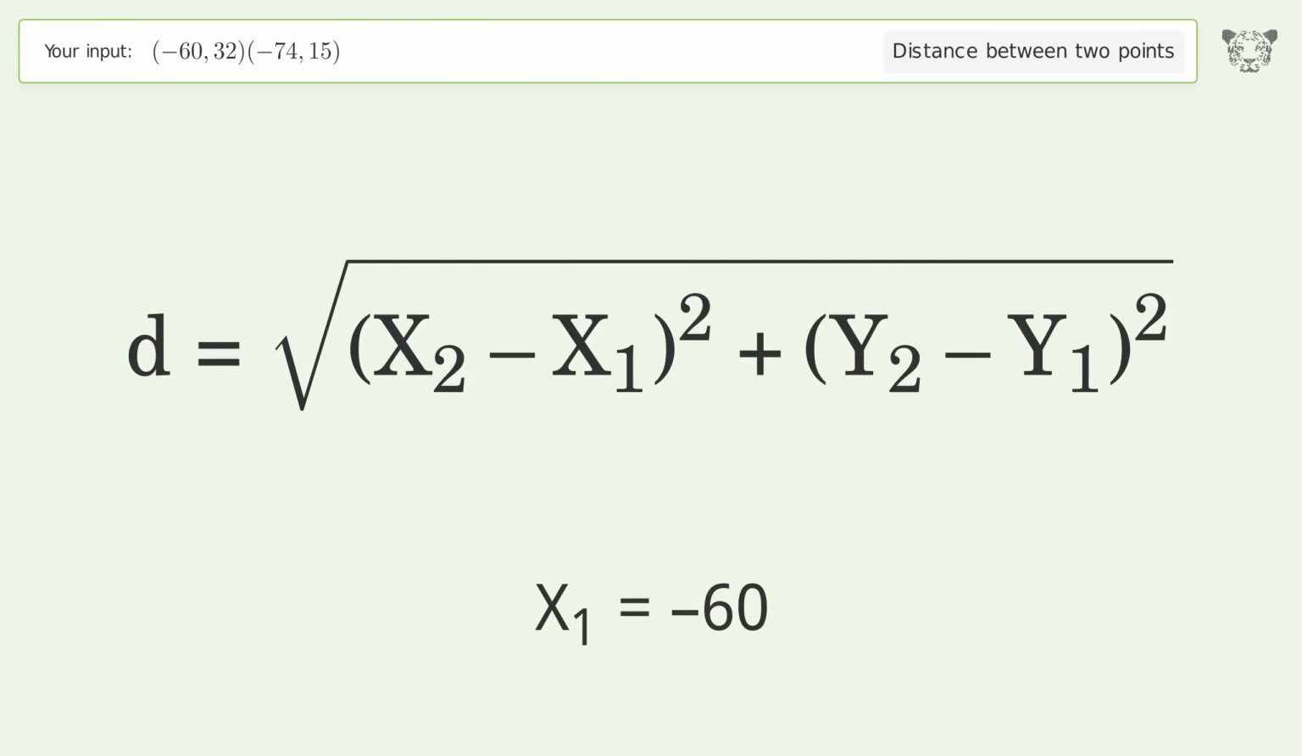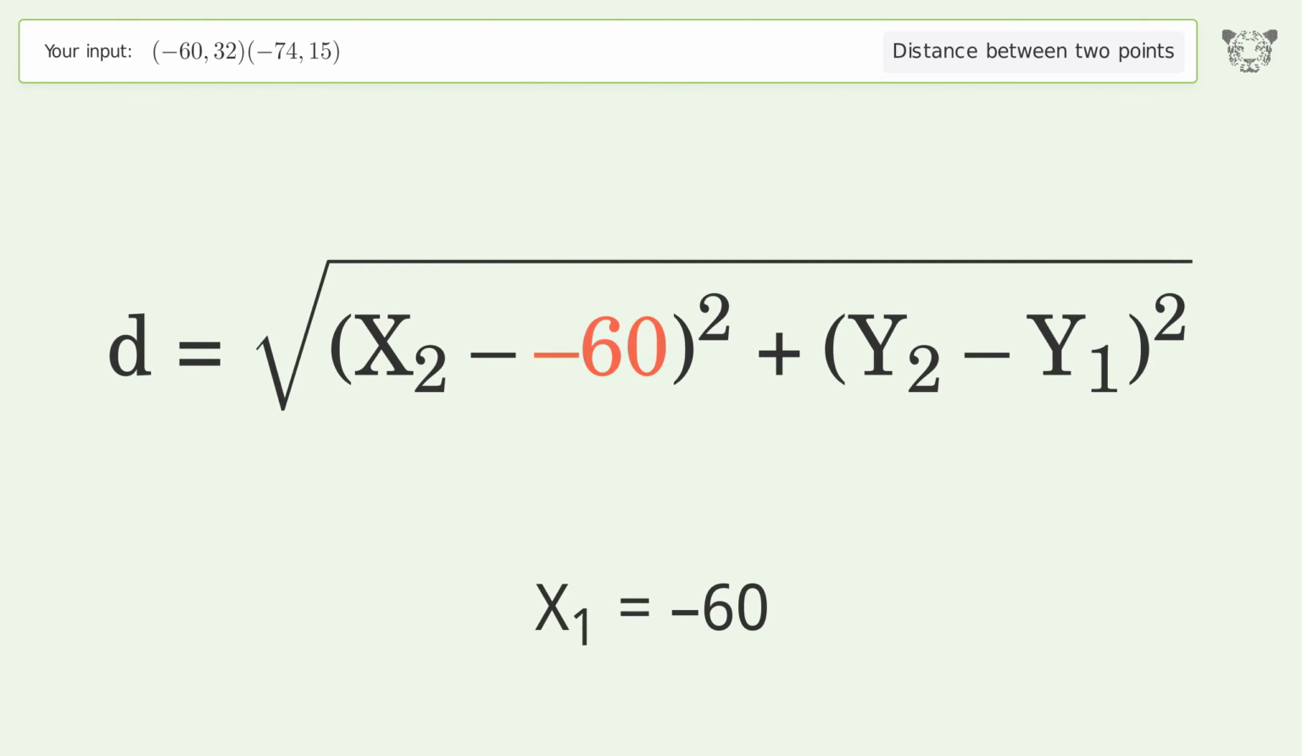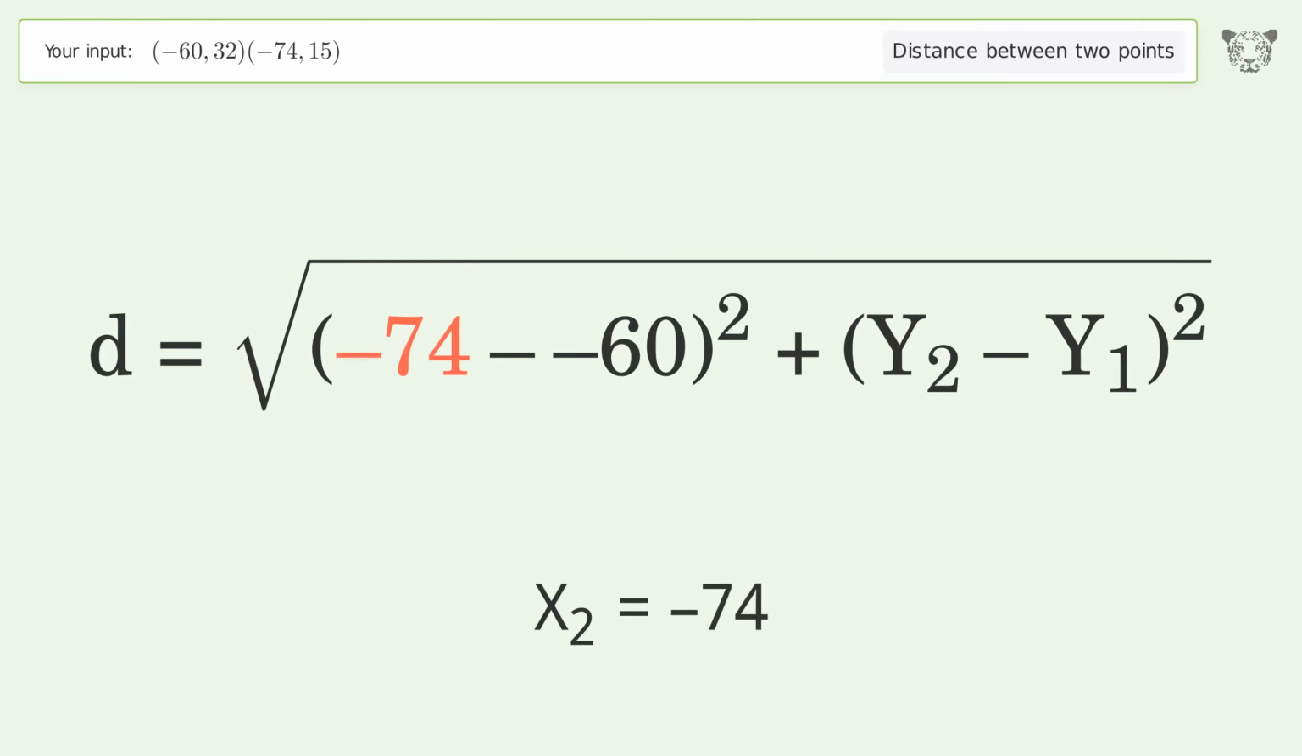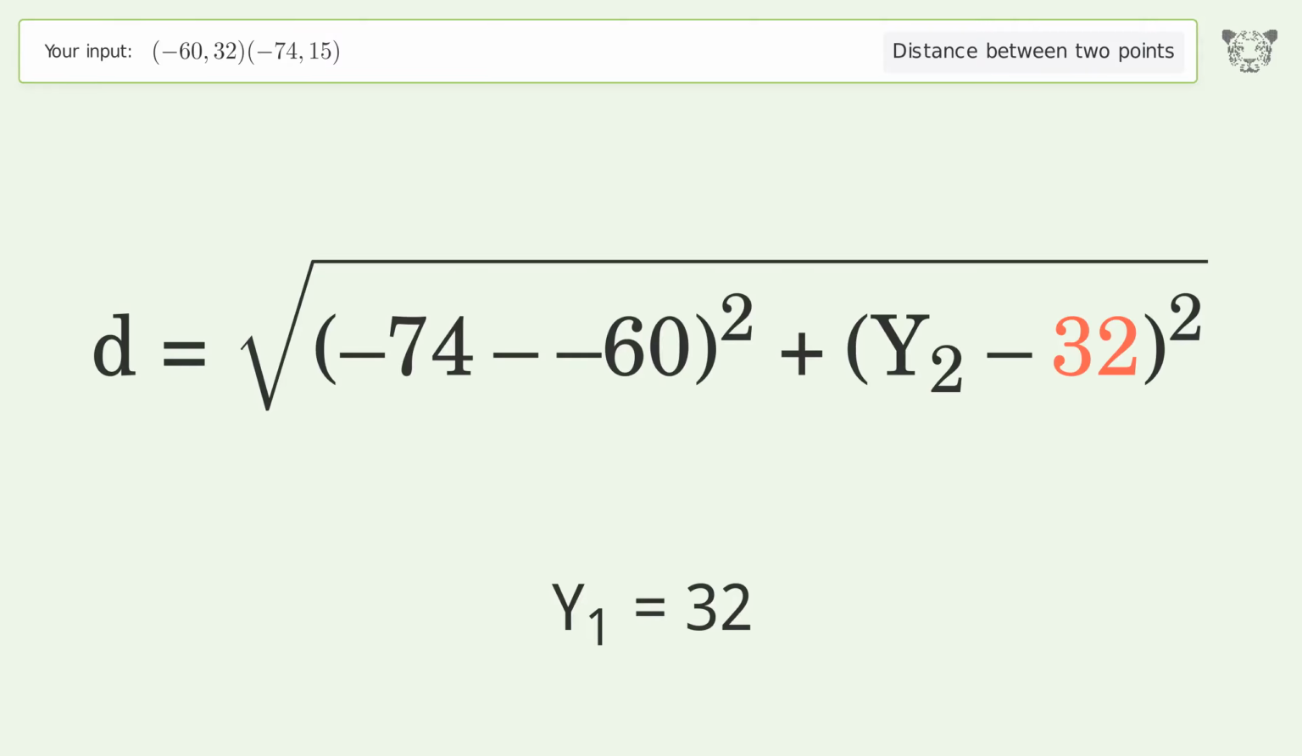x1 equals -60. x2 equals -74. y1 equals 32. y2 equals 15.